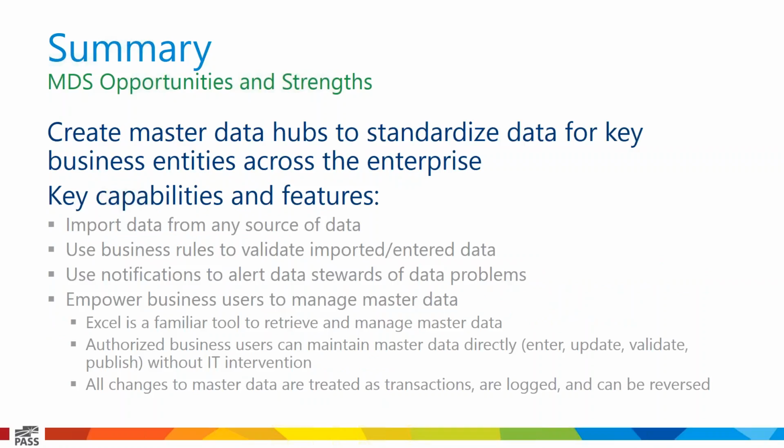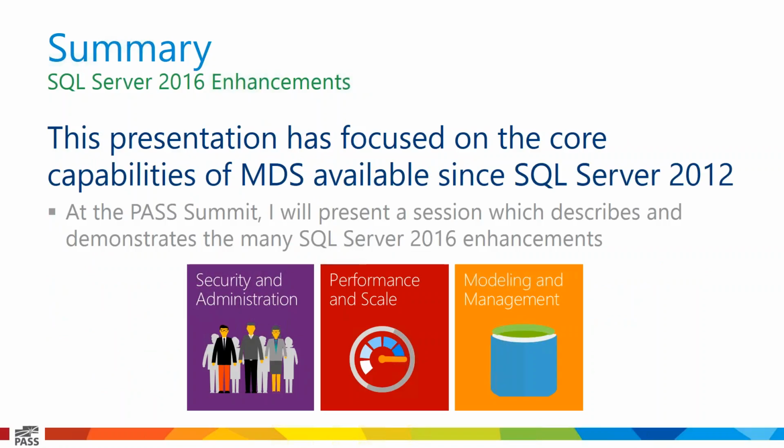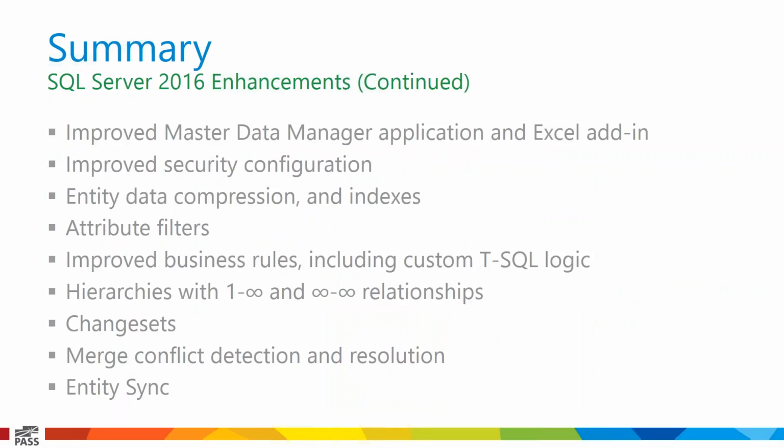I want to make a quick summary of what's new in 2016 with focus areas of security and admin, performance and scale, and model management. This is in fact a topic that I'll be talking about and demoing at the summit in October. So improvements to the user interfaces, improvements to security, improvements to performance with data compression and custom indexes, attribute filters, improved business rules including T-SQL logic extensions, many-to-many relationships, change sets to support workflows of approval, merge conflict detection and resolution, and entity sync to support master data hubs.